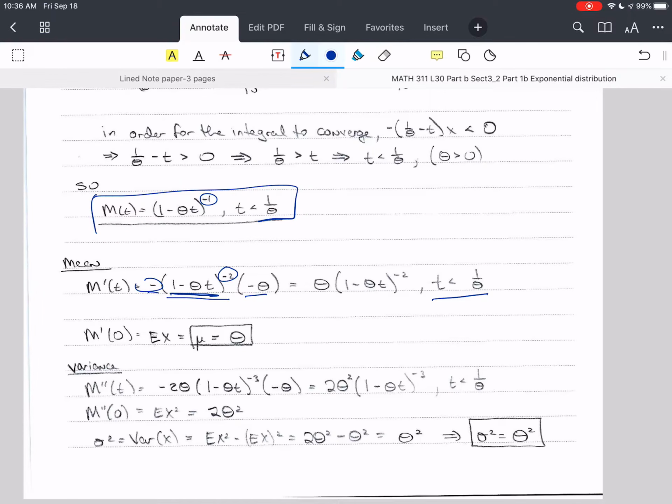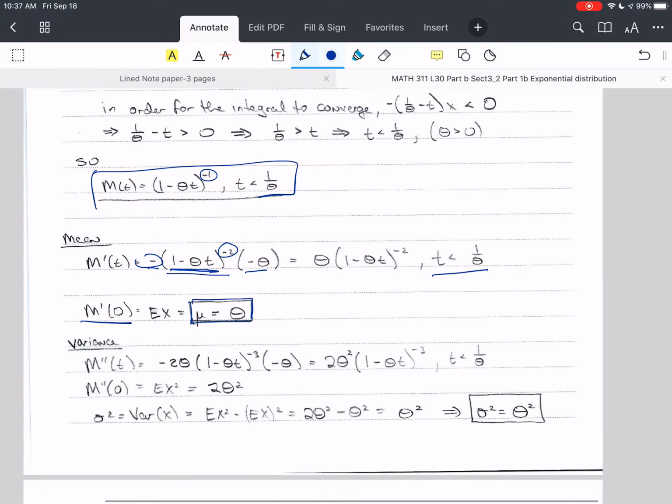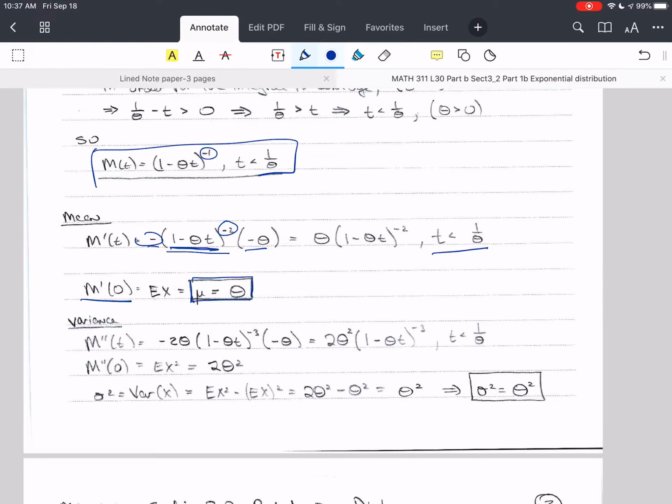But what we're going to do here is plug in for the mean. We're going to plug in 0, which is definitely less than 1 over theta. And that gives us mu equal to theta. So the mean is equal to theta. This is similar to the Poisson distribution, whose mean was equal to lambda, if you remember. But unfortunately, we don't get the same value for the variance, so it's not quite so easy, but it's very close. So we're going to take the second derivative of the moment generating function.